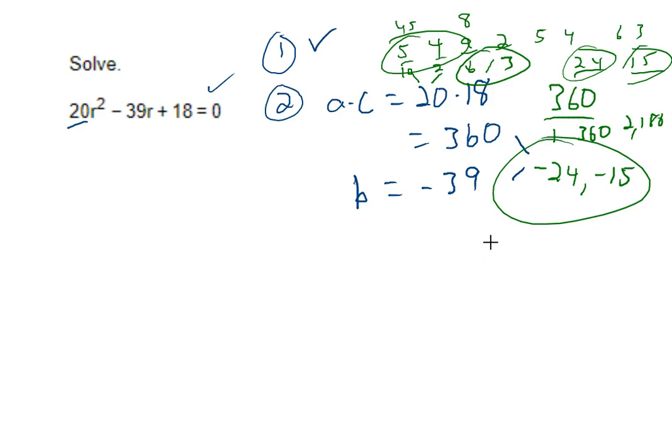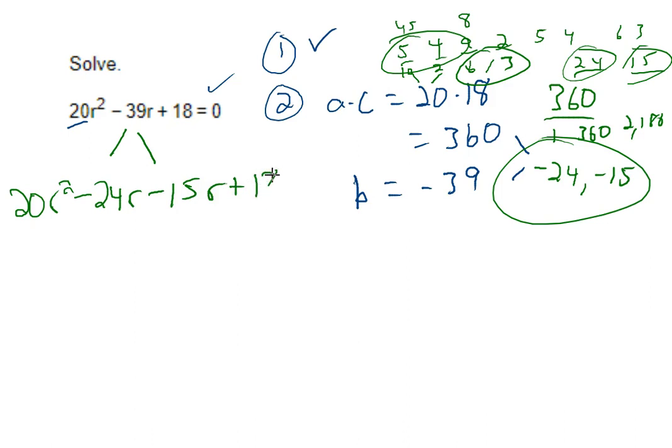Now, after all of that work finding those two numbers, I'm still not ready to know what the factor is, because what I have to do is rewrite the middle term using these two numbers. So I'm not even done factoring yet. We have negative 24r minus 15r, right? So I rewrite negative 39 as negative 24 minus 15. This will be 20r squared still as the first term and 18 as the second term.